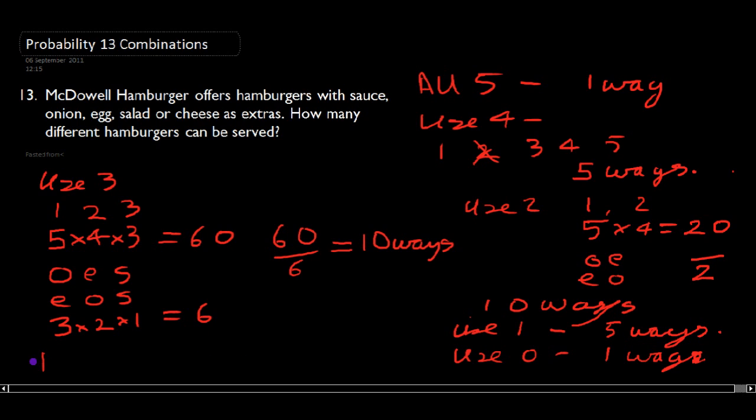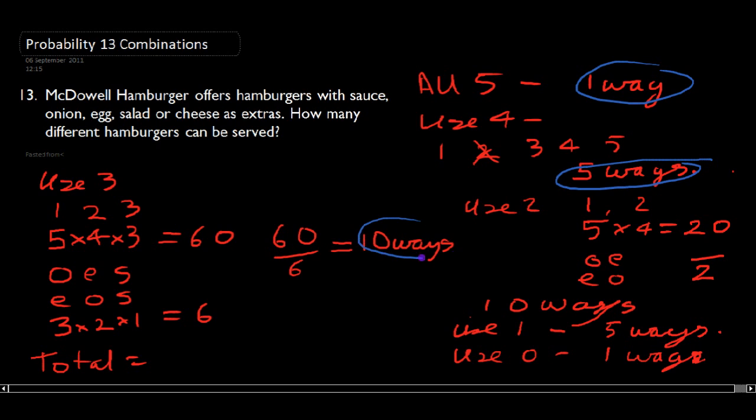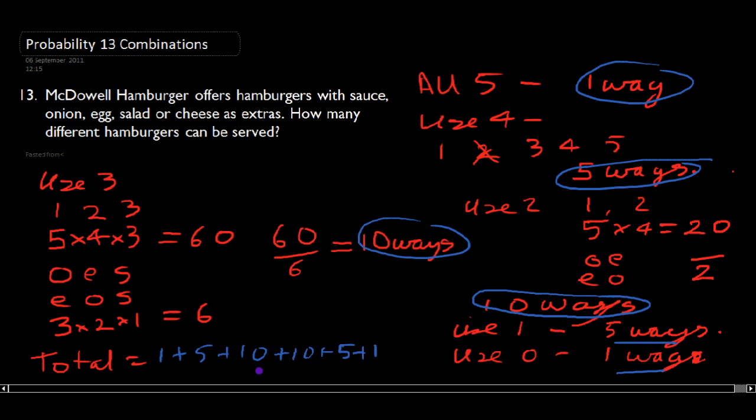So in total, let's have a look. Let's just circle all the ones we found. So we found 1 way for all 5. For using 4 we found 5 ways. For using 3 we found 10 ways. For using 2 we found 10 ways. 5 ways and 1 way. So let's add those up. We get 1 plus 5 plus 10 plus 10 plus 5 plus 1, and that gives us 32 ways. Let's just check that. 10 plus 10 is 20, plus 5 plus 5 is 30, plus 2 gives us 32 ways of ordering our hamburger.